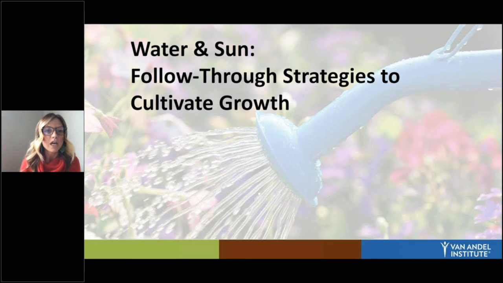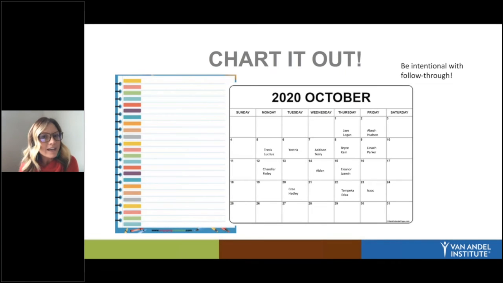So when we look at that, one way to organize it is through something we call chart it out. I used to do this in my classroom, and it really helped me be very intentional with how I was giving feedback and who I was giving it to. I would place my students' names on a calendar, and I would make sure that at the very minimum I got to those one or two students on that day.